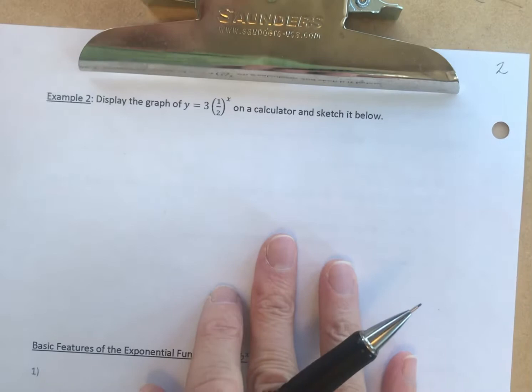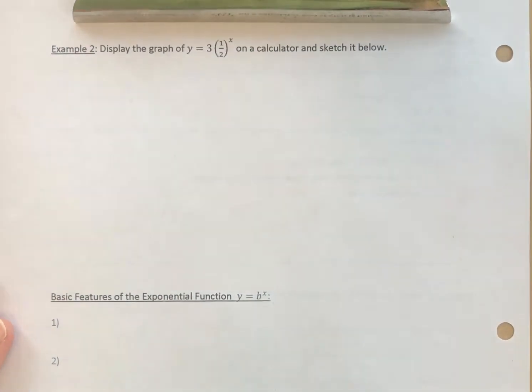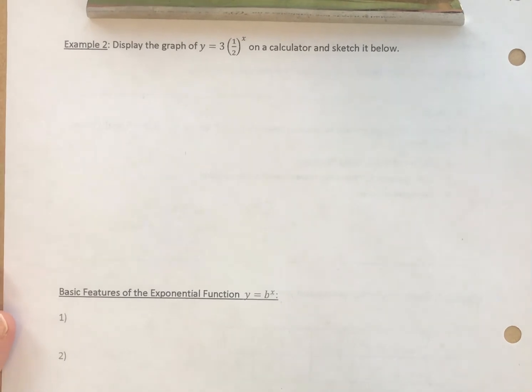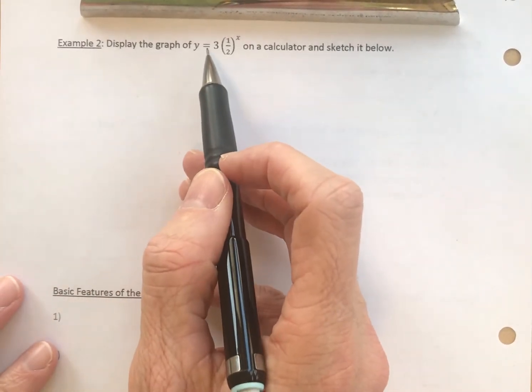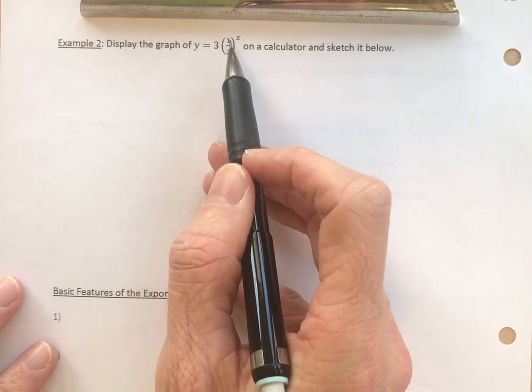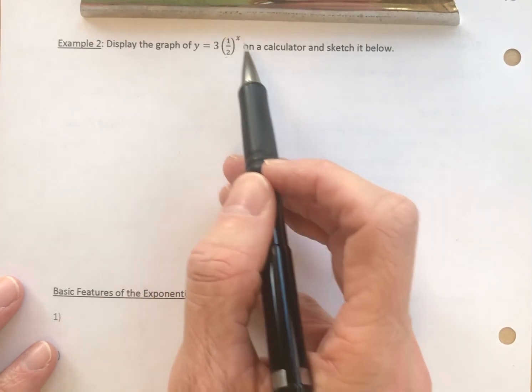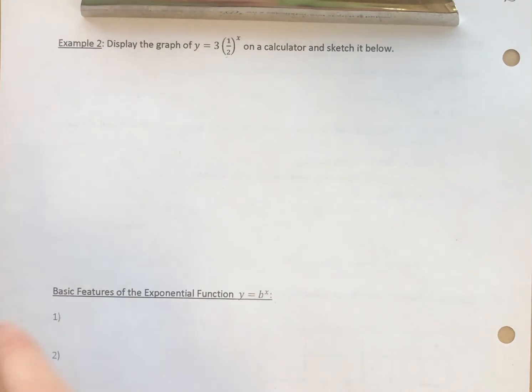Okay, let's take a look at another one of these exponential graphs. In this case, we will display the graph of y equals 3 times (1/2) to the x on a calculator and sketch it below. Okay, well, let's see here. So we want to do 3 times (1/2) to the x, so we'll make a note of some of the things we see.